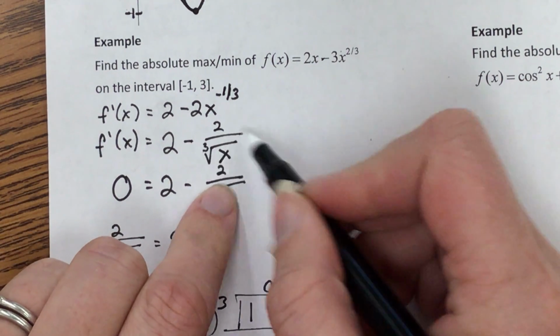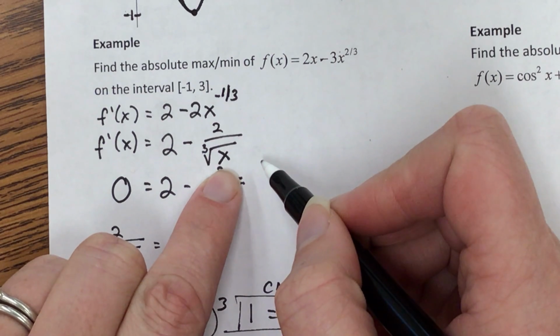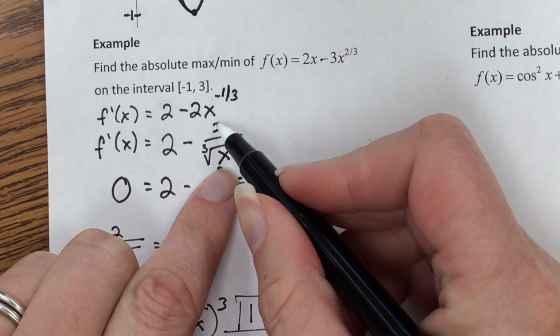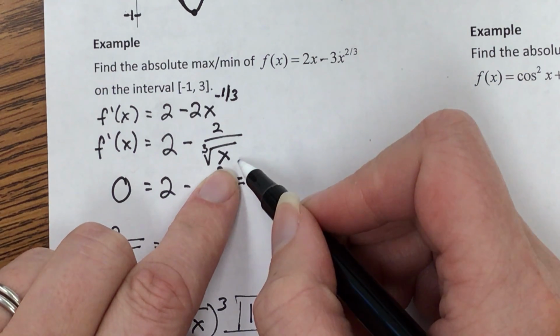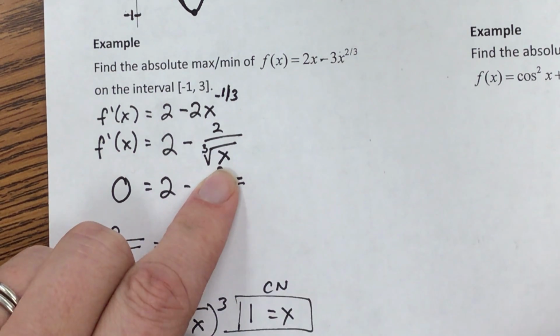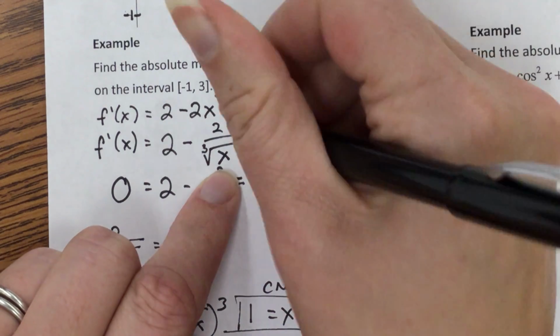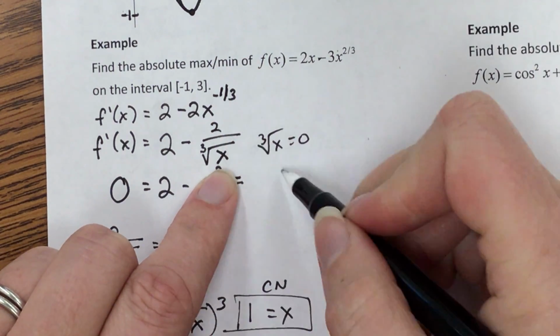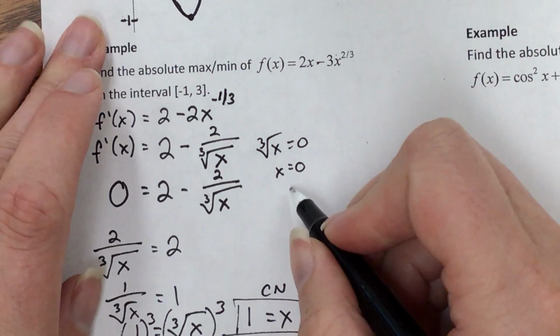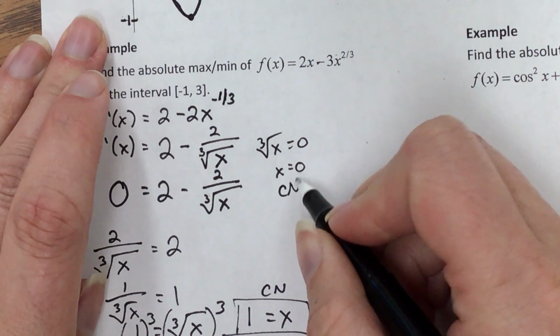If this denominator equals 0, then you're dividing a fraction by 0. You can't divide by 0, that's not allowed. So set every denominator equal to 0, and that'll help you out. So cube root of x equals 0. If you cube both sides, you get 0. So x equals 0 is also a critical number.